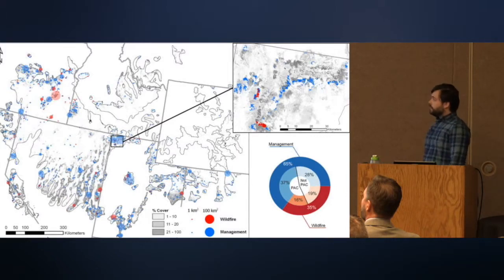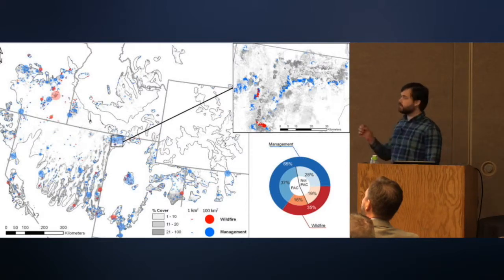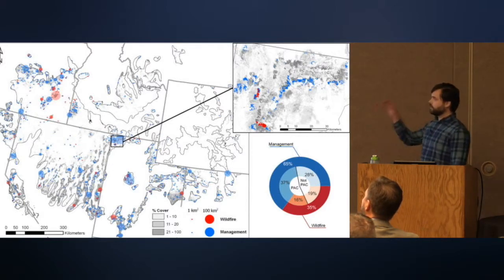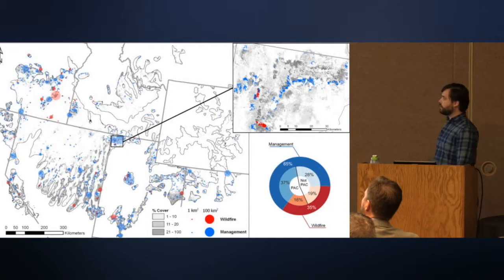So here's the map of our conifer reduction estimates. On the left, we've got the range-wide map, and here you can see where every individual reduction that we found is plotted on the landscape. So in blue, we've got those conifer reductions that can be attributed to management, and in red, we've got those that can be attributed to wildfire. And the size of the dot represents the size of the overall reduction, enhanced for scale so you can actually see it.